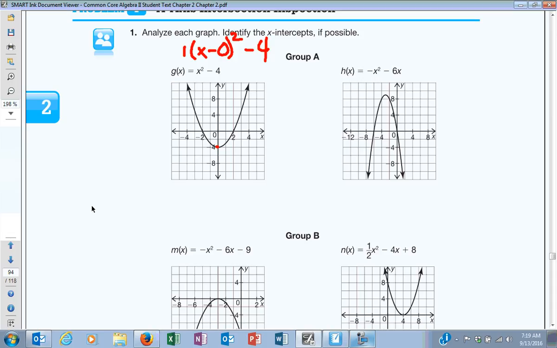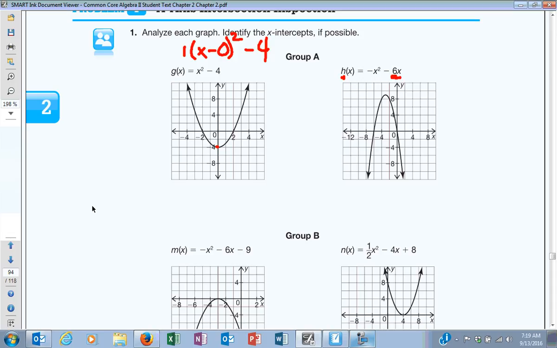It was really easy for me to take it from standard to vertex because there was no middle term. If there's a middle term, it's not as easy to do. When I'm talking about middle term, does everybody see this one right here? What form is this one? This one is in standard. This is not in vertex because I've got this term right here.